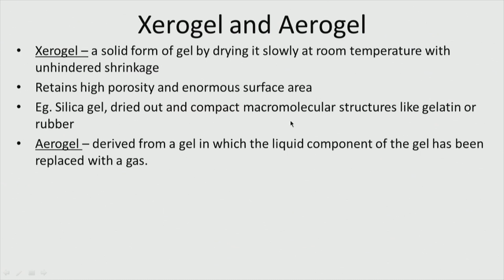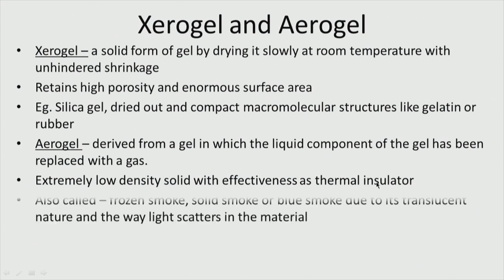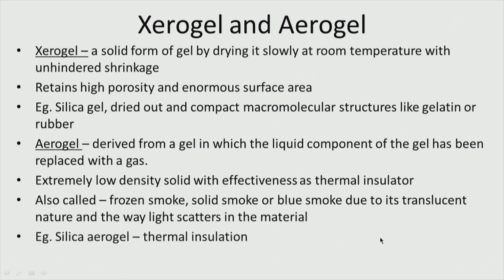Whereas aerogel is derived from a gel in which the liquid component of the gel has been replaced with a gas, that is why it is called air. So, it can be air or it can be some other gas. It is a very low density solid because we have a lot of pores filled with gas. Okay, it can be used as a thermal insulator. They are also called frozen smoke, solid smoke or blue smoke due to its translucent nature and the way light scatters in the material, like silica aerogel, they are very good at thermal insulation.